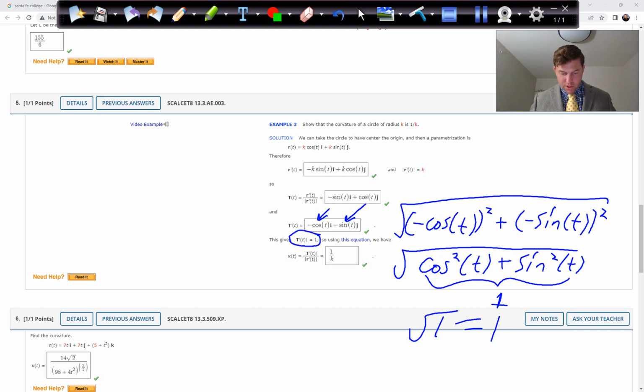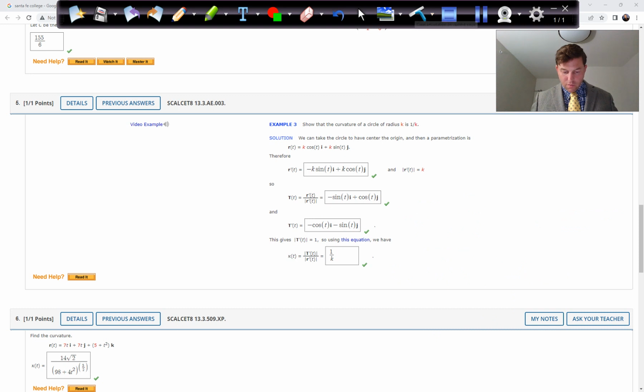Now it says the curvature is the magnitude of the derivative of the tangent vector, divided by the magnitude of the r vector derivative. We know the magnitude of the tangent vector derivative is 1. We just proved that. And we know the magnitude of the r vector derivative is k. We proved that. So the ratio of that's just 1 over k. So that's the curvature value. Okay, and we get the constant 1 over k.